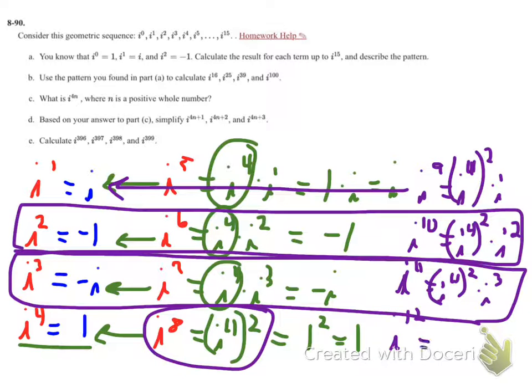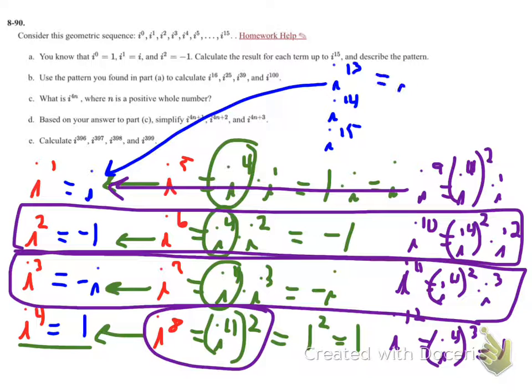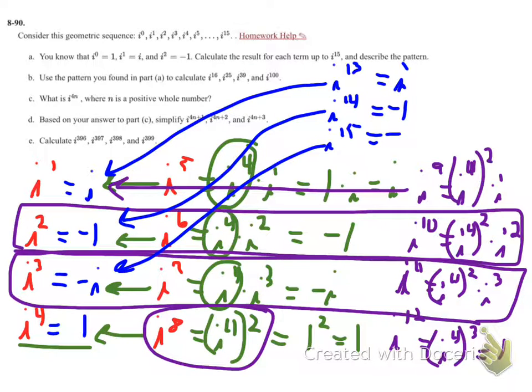i to the 12th, if you haven't already guessed it, is i to the 4th cubed, which is just 1 cubed, which is 1. So as you can see, this pattern just keeps going and going. When we look at the next ones, we're supposed to go all the way to i to the 15th. So I would have i to the 13th, i to the 14th, and i to the 15th. i to the 13th is going to be the same thing as i. i to the 14th is -1. And i to the 15th is -i.